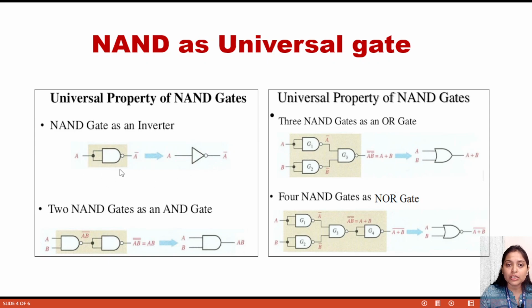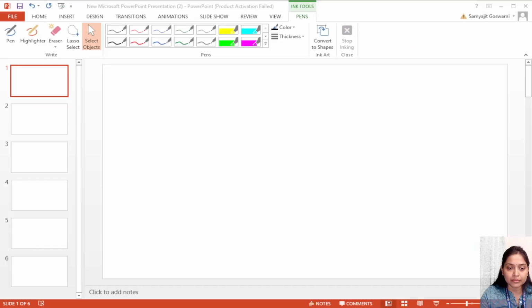So here by using a NAND gate we will design this NOT gate. Here we can see that the NAND gate has two inputs. Both the inputs are shorted and we give input A, so the output will be A bar. So how this happens, I am going to explain by writing something. So here first of all this is the NOT gate symbol.